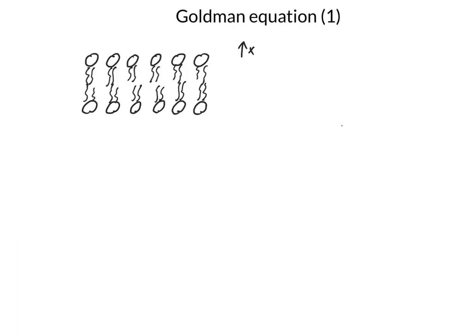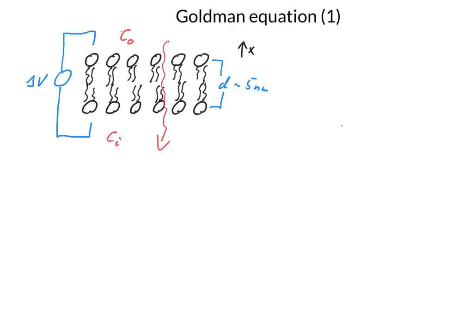So let's consider two compartments, an outside compartment and an inside compartment, characterized by the ion concentration on the outside and on the inside, separated by a thin membrane. The size of the membrane, typically made from lipids, is typically 5 nanometers, and applied is a potential delta V. Now, because of this potential delta V, there will be some ion flux through the membrane. And this ion flux J we would now like to calculate.